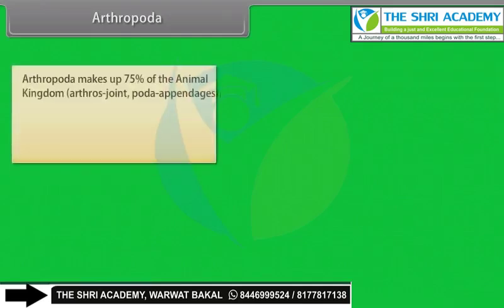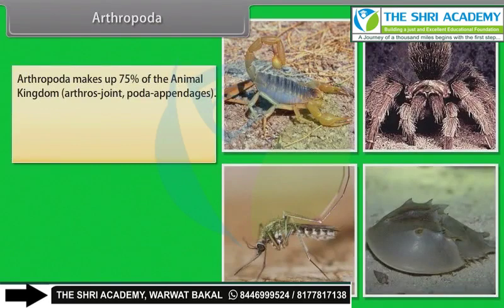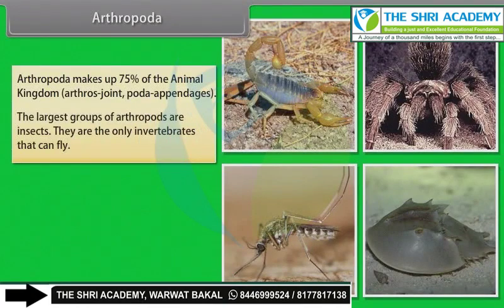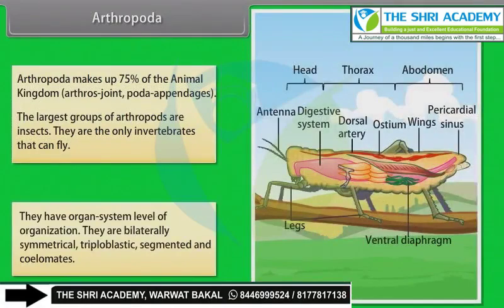Arthropoda. Arthropoda makes up 75% of the animal kingdom. Arthros means joint, poda means appendages. The largest groups of arthropods are insects. They are the only invertebrates that can fly. They have organ system level of organization. They are bilaterally symmetrical, triploblastic, segmented, and coelomates.